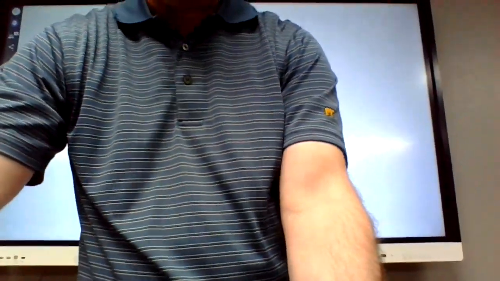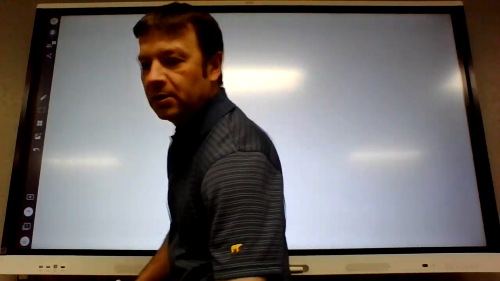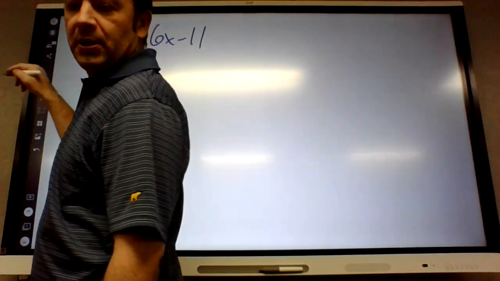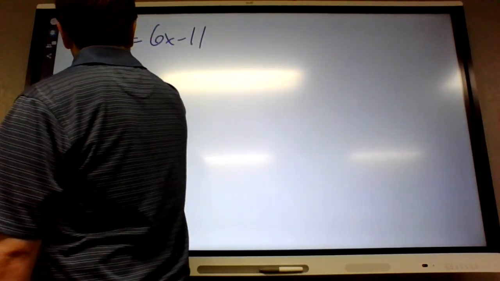So today we're solving systems of equations by substitution. So number one, substitute just means to replace something. Y equals 6x minus 11 and negative 2x minus 3y.